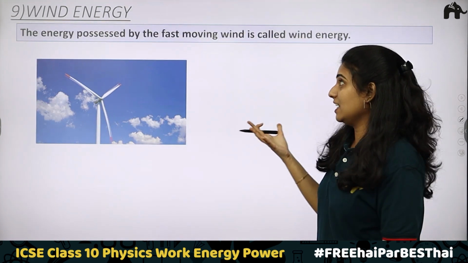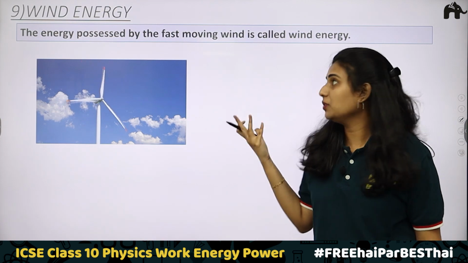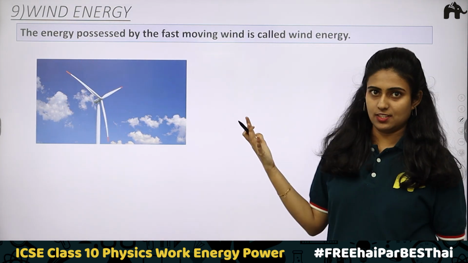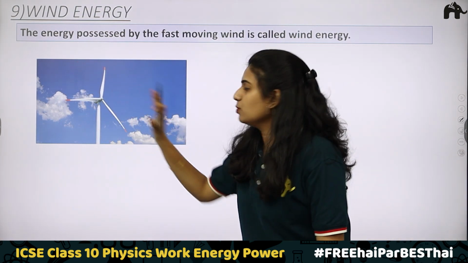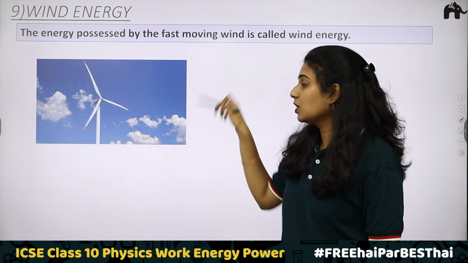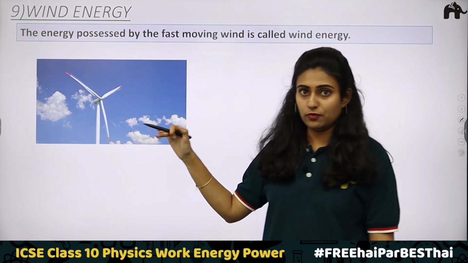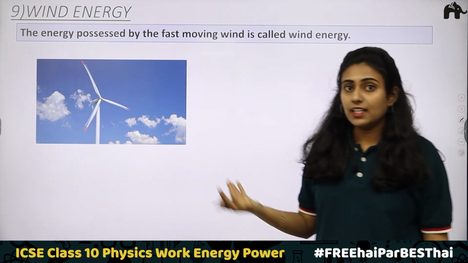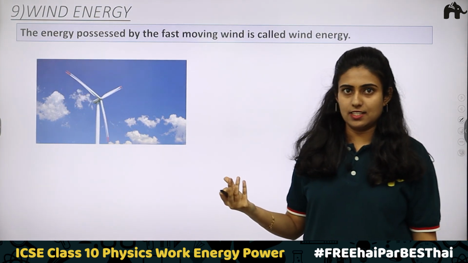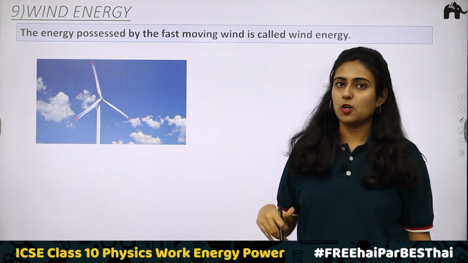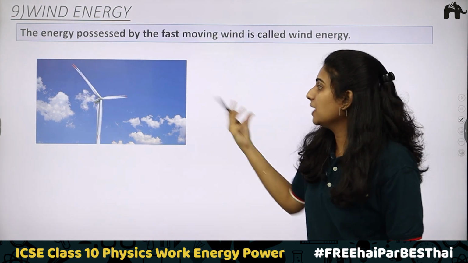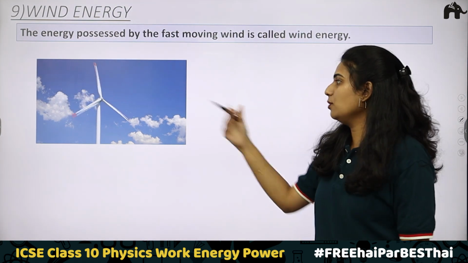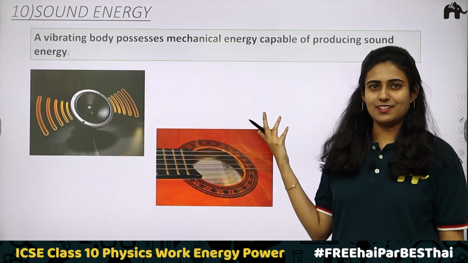Next one is wind energy. Energy that is related to wind. Okay, the energy possessed by fast moving wind is called wind energy. So when wind hits this windmill, what happens? It starts rotating. Because of the fast moving wind, the windmill starts rotating. There is mechanical energy and it helps to rotate the turbines and produce electrical energy. On a large scale this process is being used, that is, windmills are used to produce electrical energy. Wind energy is getting converted to electrical energy in the windmill. Clear?